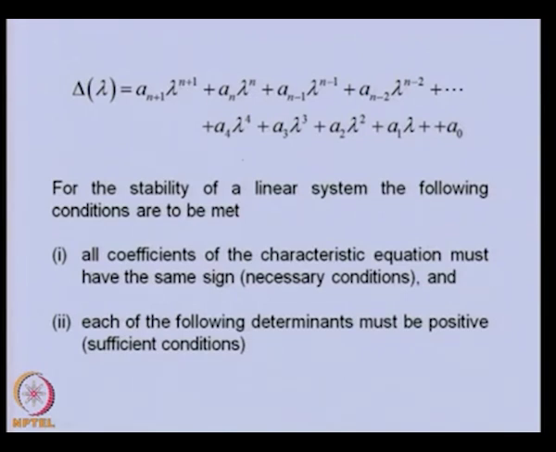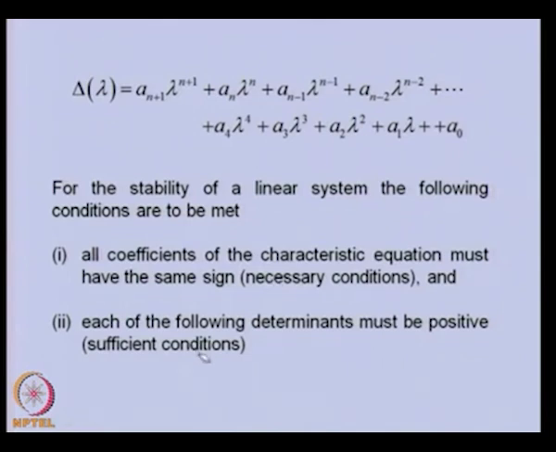For stability of this particular linear system, we will have these conditions. All the coefficients of the characteristic equation must have the same sign. This is the necessary condition. That means all these a's should have the same sign, then the system will be stable.